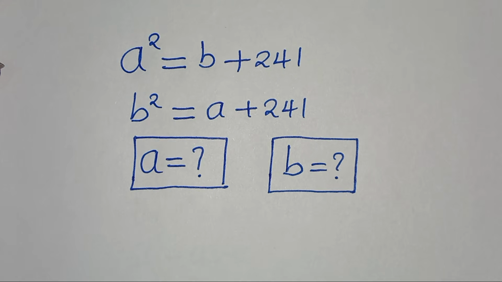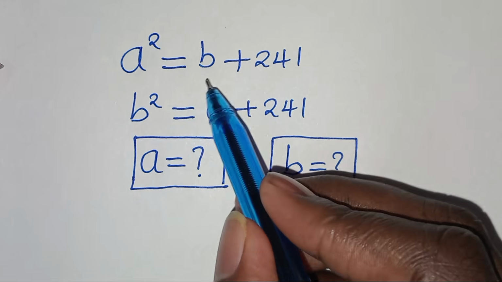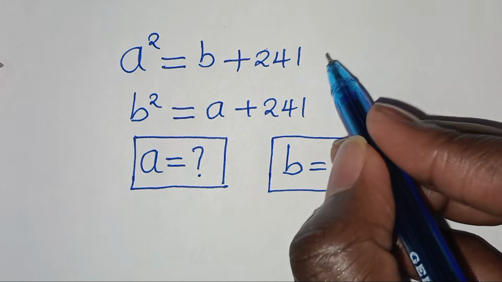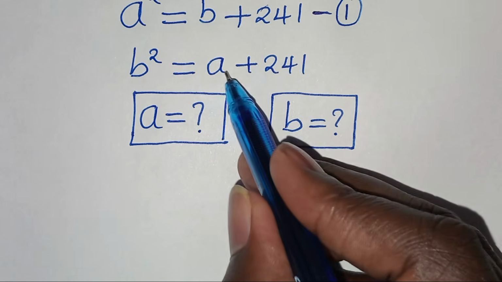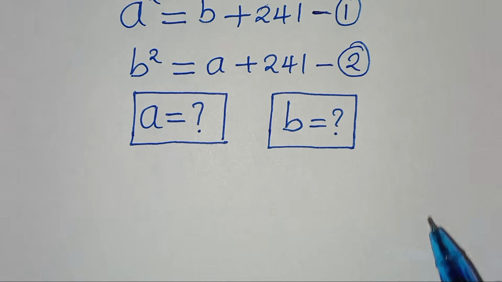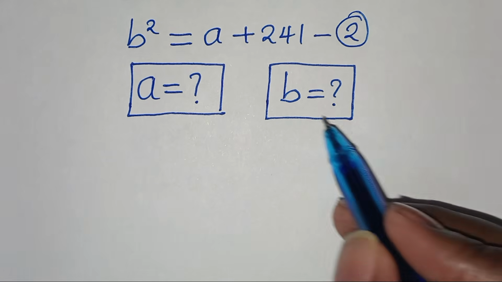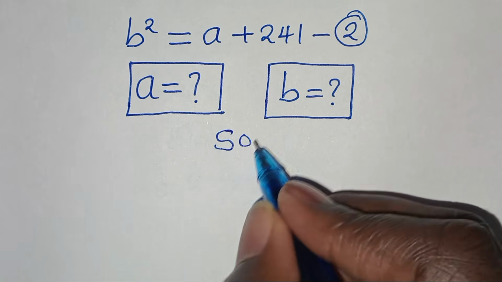Hello everyone, you're welcome to solve this nice algebra problem, which is a squared is equal to b plus 241. Let's call this equation 1. And we have b squared is equal to a plus 241. Let's call this equation 2. So what is the value of a and what is the value of b? Now let's provide a solution from here.